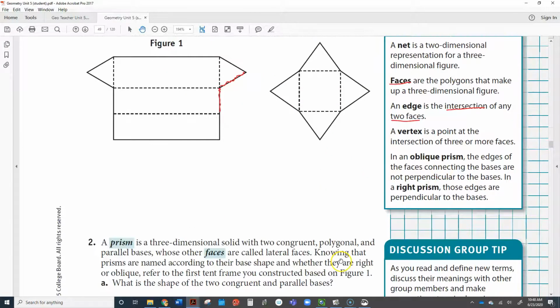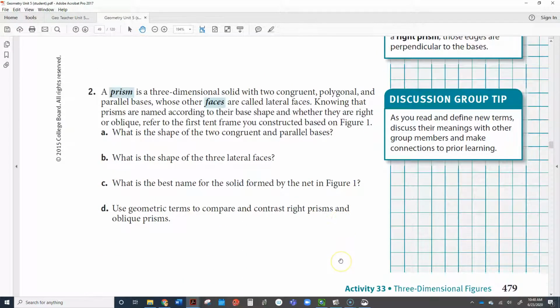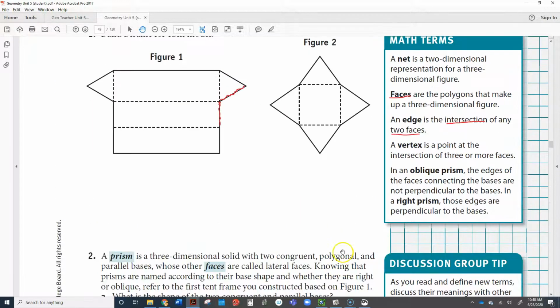All right, so let's see. What is the shape of the two? Oh, I was also going to see if you could try to draw it. It's important that if you can visualize it being put together, then you can draw it. So we've got these two triangles, and then we've got that rectangle on the bottom. We've got a rectangle on the right side, a rectangle on the left side, and a rectangle on the bottom. So that's a rough drawing of what that would look like.